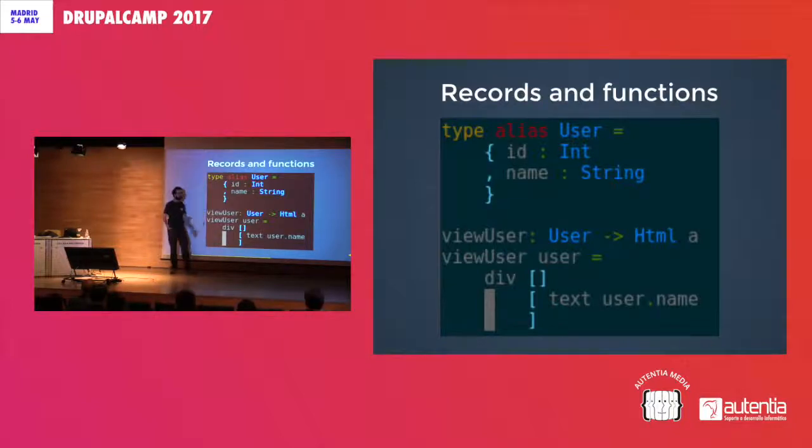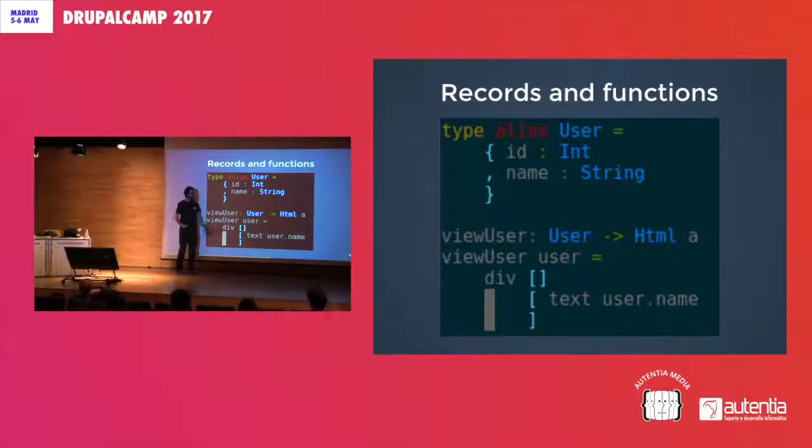And this is how you create a function. You have the view user, that receives a user, and it returns an HTML with something. This is an annotation. This is not actually required, but it's cool to have it so you understand what you are receiving and what you are returning. And then you have the function definition with the variable you receive, equals, and your code. This is how you create HTML with Elm.